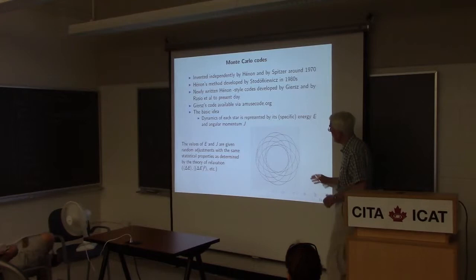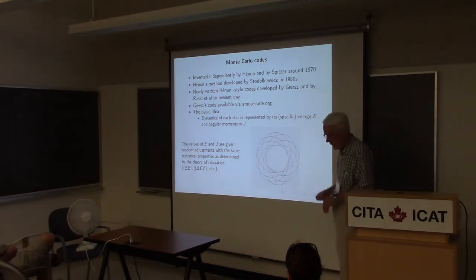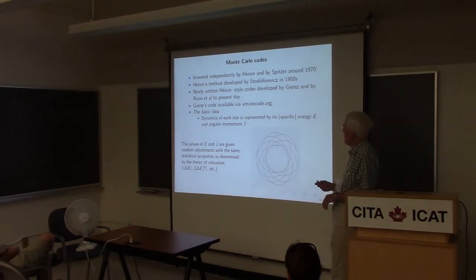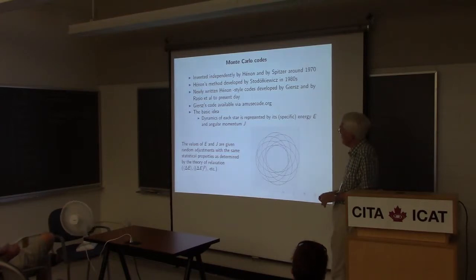And whenever you know E and J and the current positions or radii of all the stars, you can compute what the new orbit would look like after E and J have changed slightly. Then that puts the stars into different positions, you recompute the potential, and keep on iterating that algorithm until the evolution is complete.